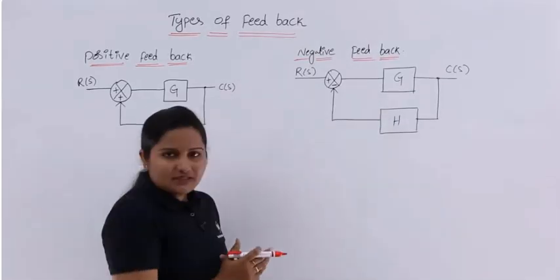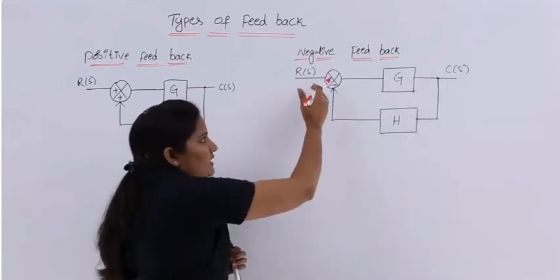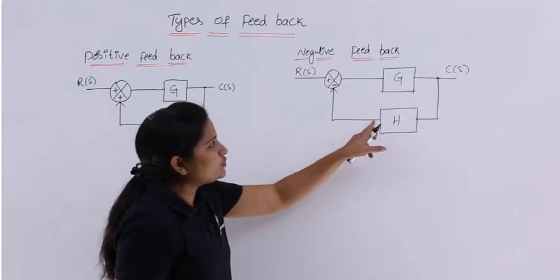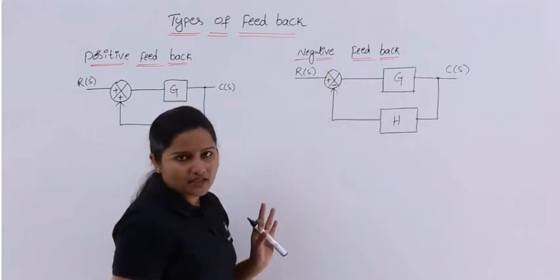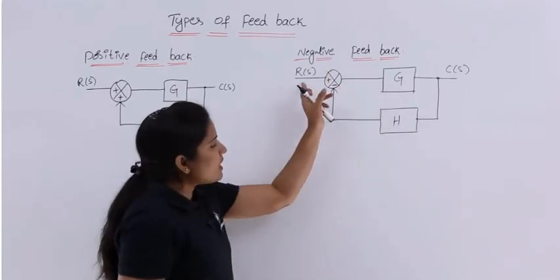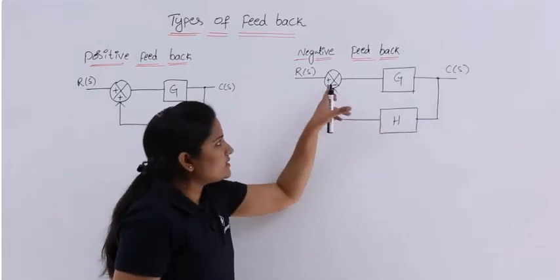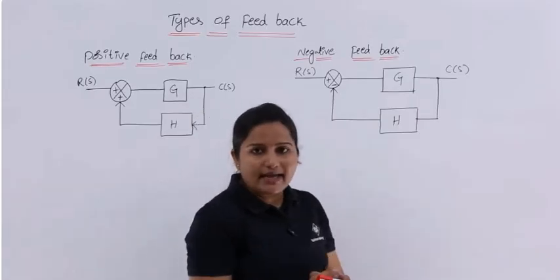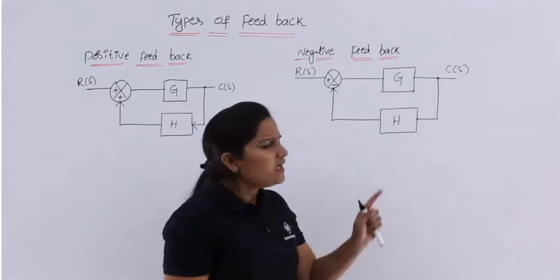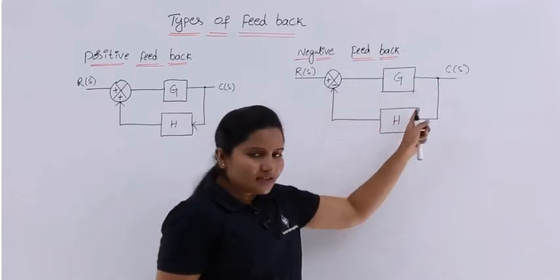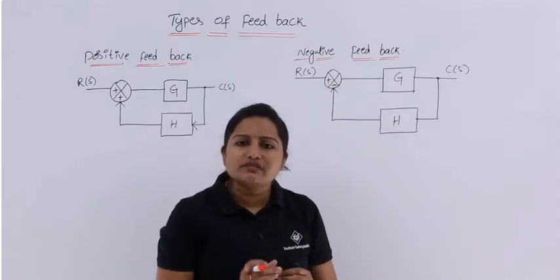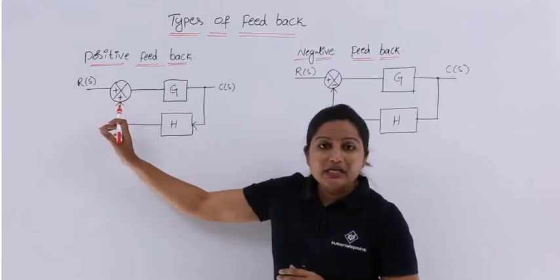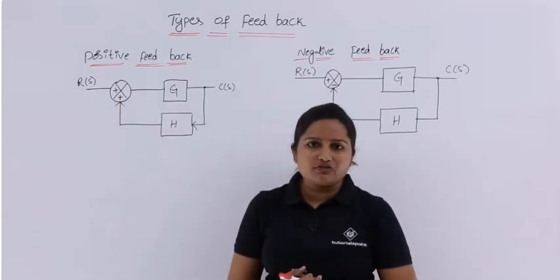Similarly, coming to this feedback, we are subtracting that feedback element. That means C(S) into H we are going to subtract here. So from R(S) we subtract C(S) into H. This type of feedback is called negative feedback. Generally, on the feedback side, if you see a negative symbol, that is negative feedback. If you see a positive or plus symbol, then that is positive feedback.